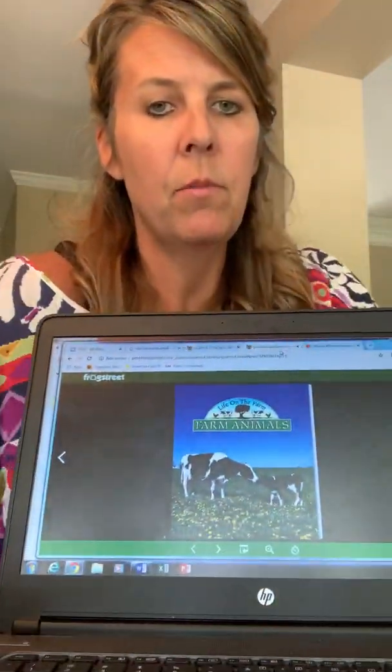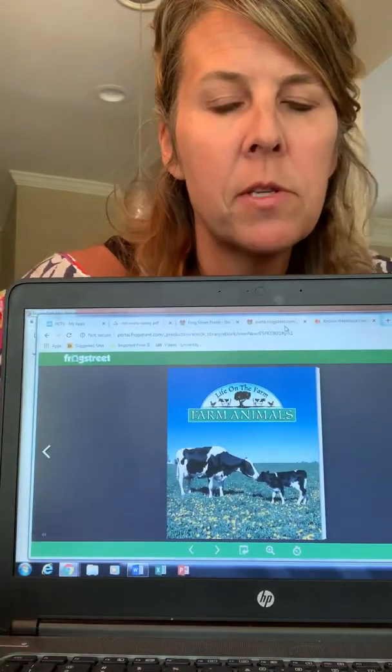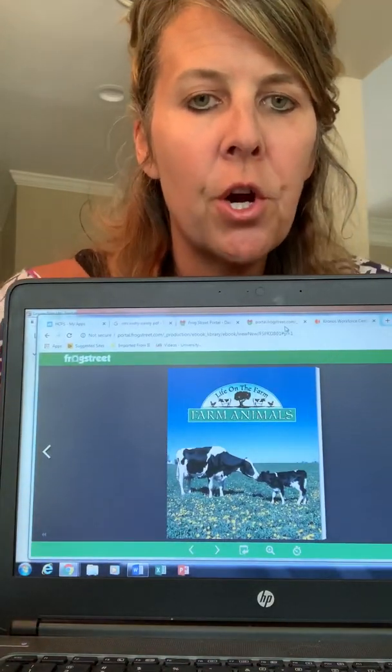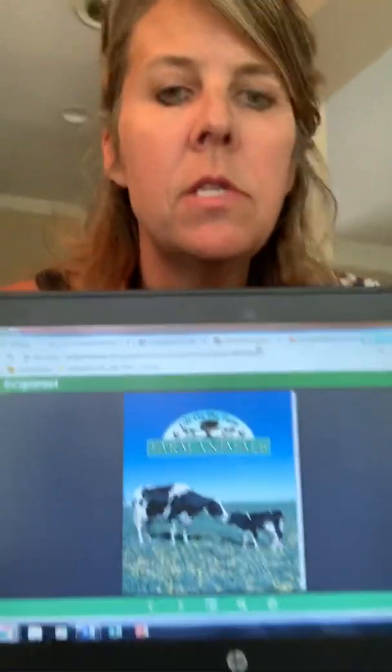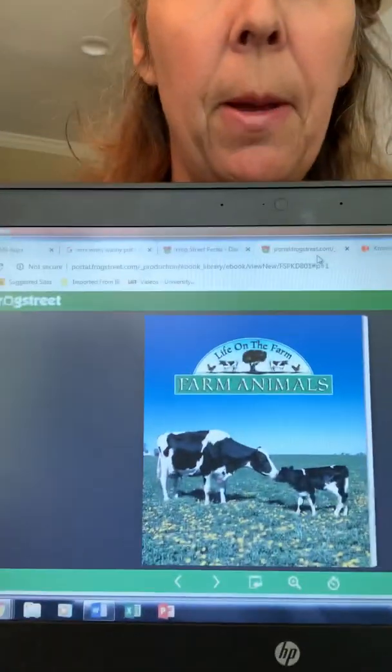And then we are going to take a little picture walk. So we have a story, and I'm going to share with you. Sorry, it took a few minutes to get up, and I think we just lost power for a second. This is about farm animals. And what do you see on our farm animal book?